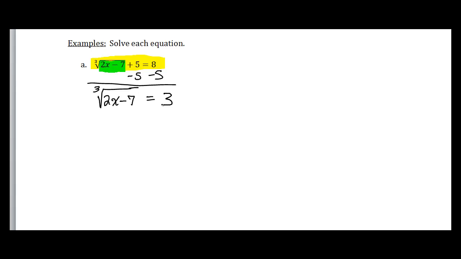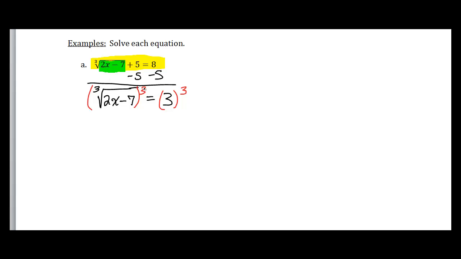Equals 3. Okay? Now that the radical is isolated, on one side by itself, I'm going to raise both sides to the index power. My index here is 3, so I'm going to raise both sides to the third power. You have to do it on both sides, and it's only after the radical is isolated.